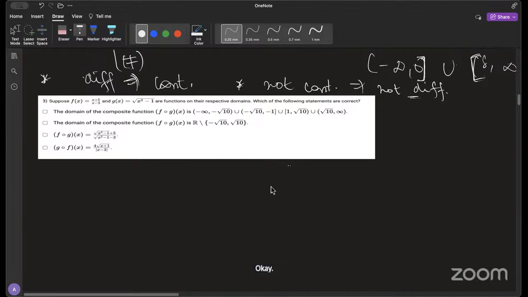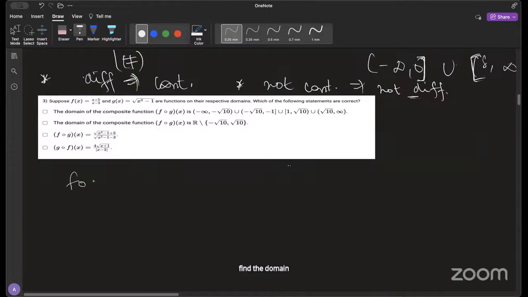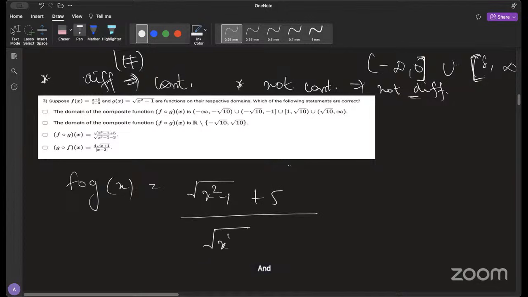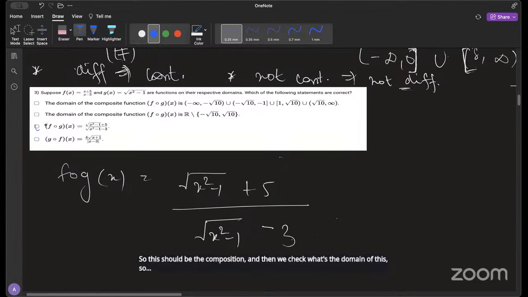Okay. So, we've been given two functions, and then there are questions on the composition of these two functions. Your f of g should be first. You find the domain, you need f of g first. So f of g of x: in f you just replace the x with g of x, right? So it will be square root of x square minus 1 plus 5 over square root of x square minus 1 minus 3. So this should be the composition. And then we check what's the domain of this. So your third option is correct, that means.